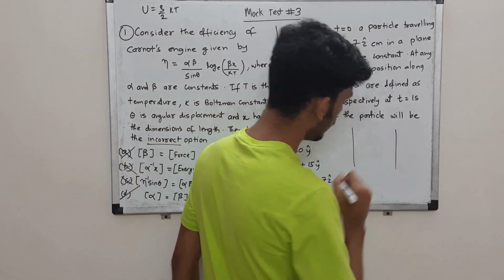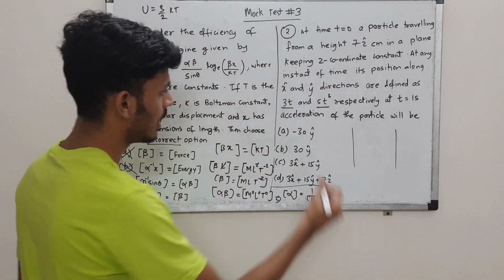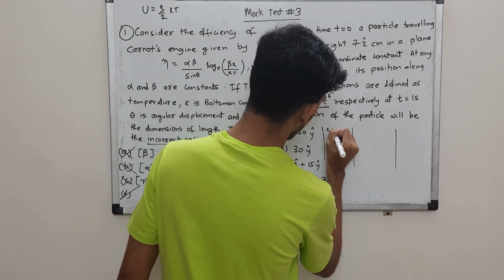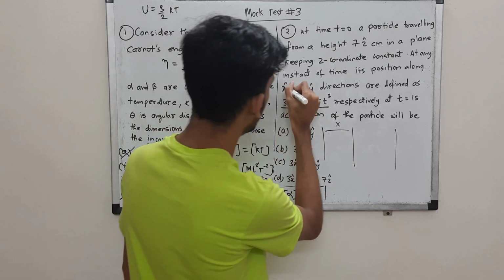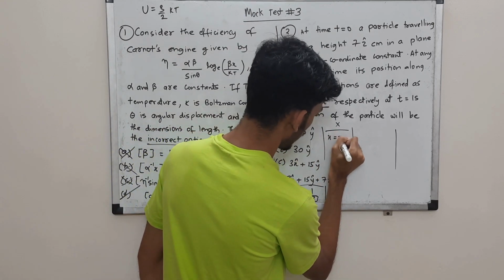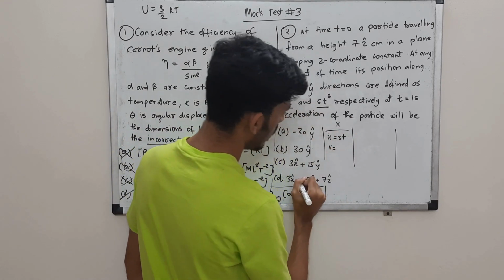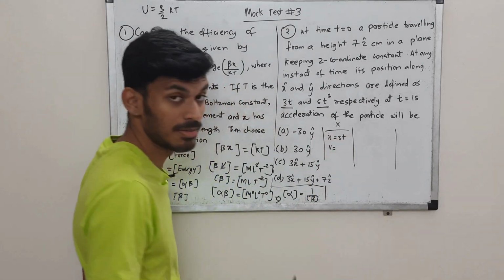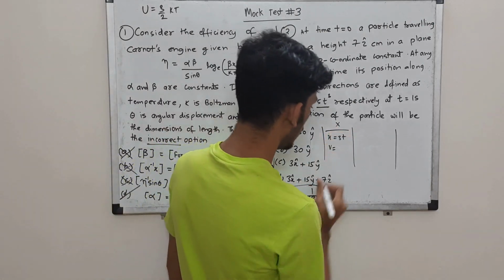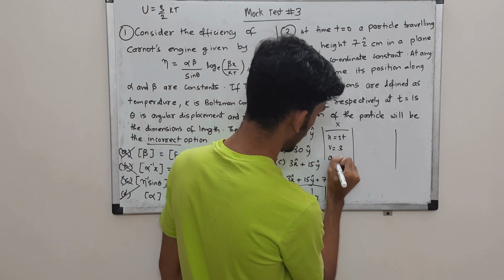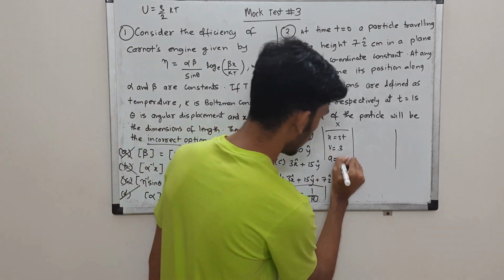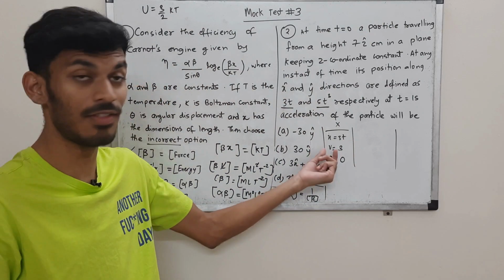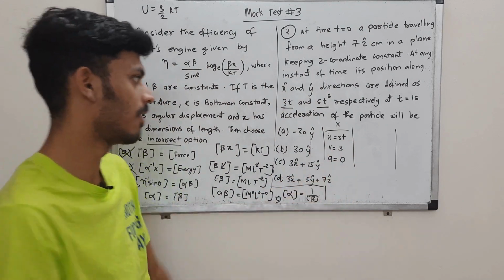So we'll divide it into three parts, x, y and z. In the x direction, the x coordinate is given as x = 3t. So velocity will be given by taking the derivative, dx/dt. Here the derivative is 3. Acceleration in the x direction will be 0, right? 3 is a constant, and if you take dv/dt, which is acceleration, that will be 0.